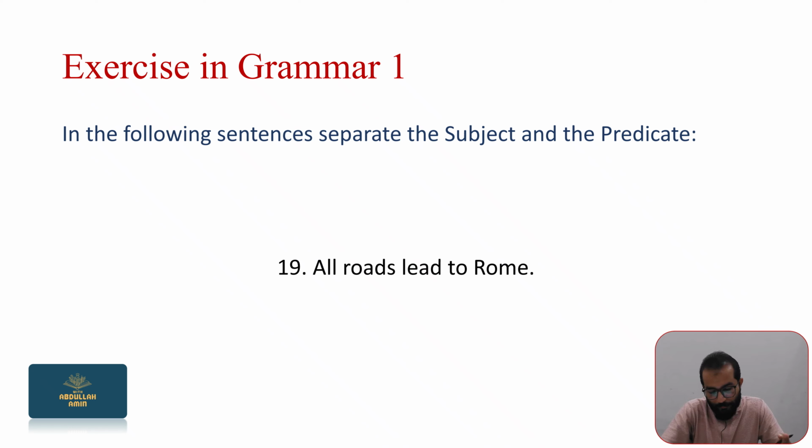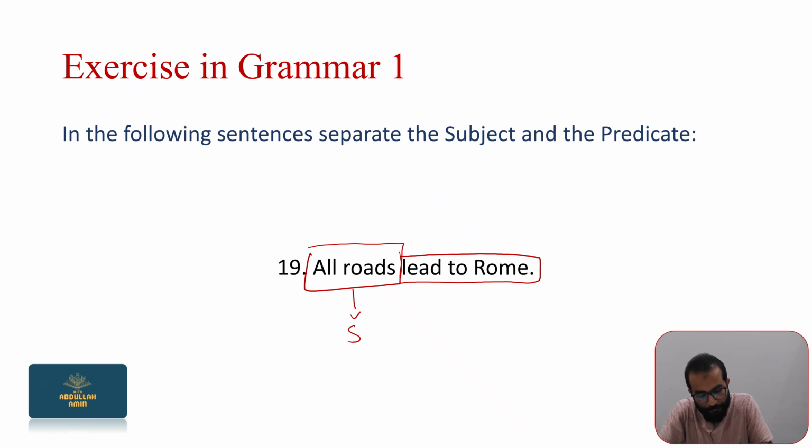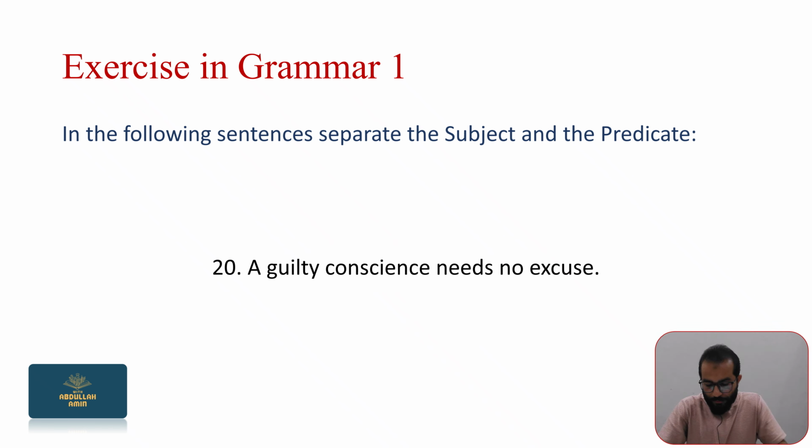Moving to the 19th example, which goes like all roads lead to Rome. All roads, this is the subject, lead to Rome is the predicate of this example. Moving to the 20th example, which goes like a guilty conscience needs no excuse. Over here, before that, again I have another pronunciation mistake, that most of the people they pronounce it like conscience. It is not conscience, it is conscience.